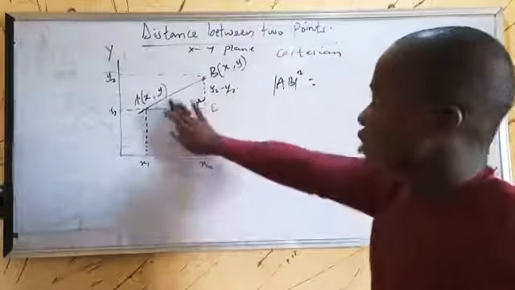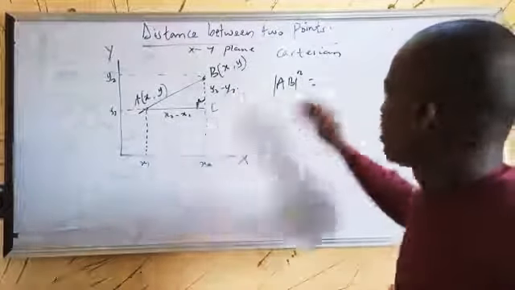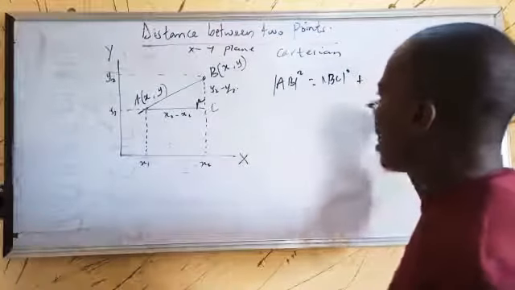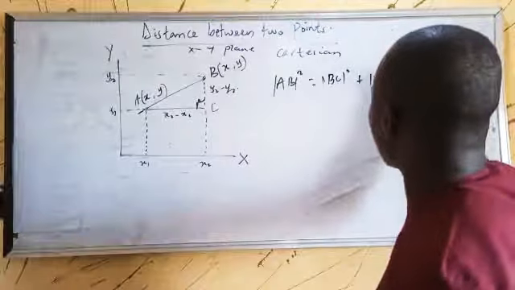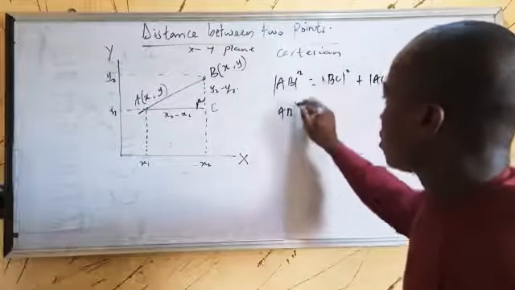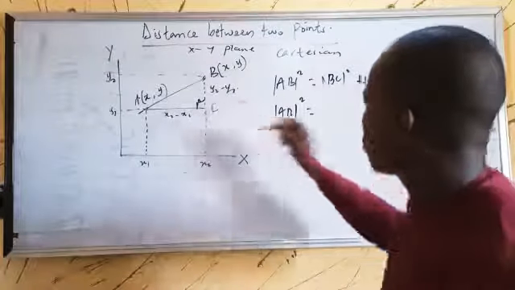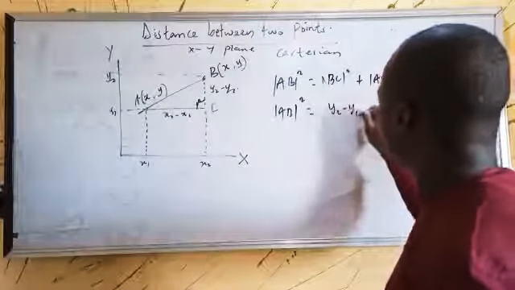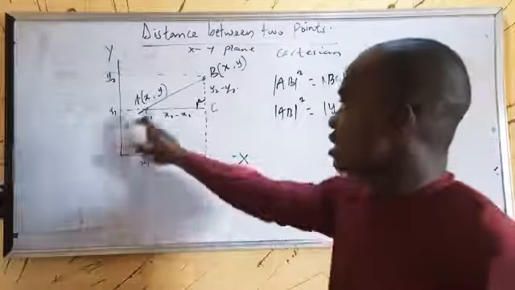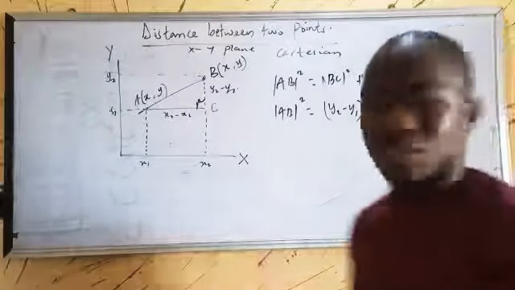So my AB squared, because this is the hypotenuse, will be equal to the sum of the squares of the other sides, that is BC squared and AC squared. Are you getting what I'm doing now? So from here I have my AB squared equals, what's my BC? BC is (y2 minus y1) all squared, plus my AC, which is (x2 minus x1) all squared. Are you getting it now?